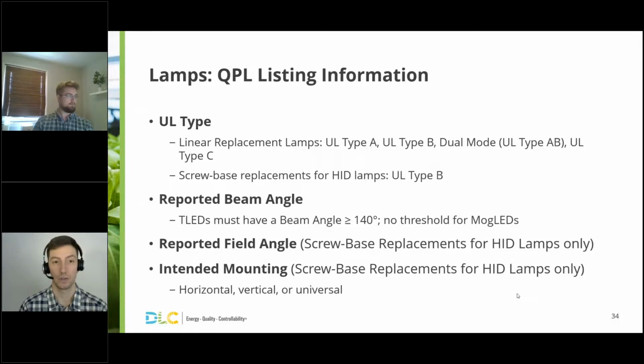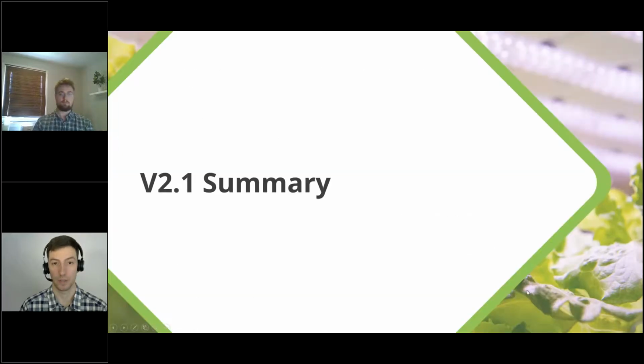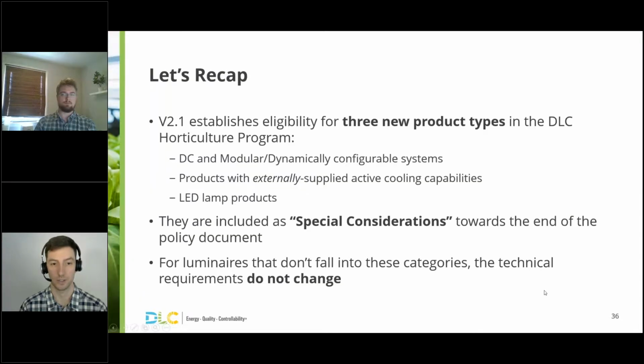Okay, so that wraps it up for the lamps and the three new technical topics. So I'm going to take just a moment to recap everything since we covered a lot here, and then we will get into some questions and answers. Okay, this looks very similar to a slide that Casey covered earlier. So in summary, 2.1 establishes eligibility for three new product types in the DLC horticulture program: the DC and modular configurable systems that Greg covered, products with externally supplied active cooling capabilities that Casey covered, and what I just went through, the LED lamp products.